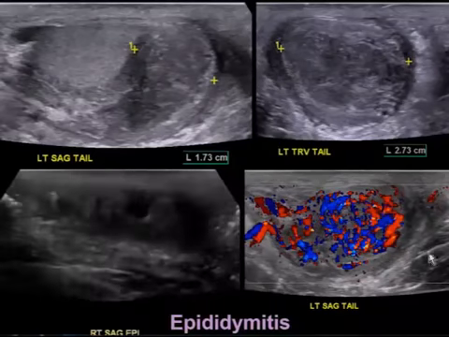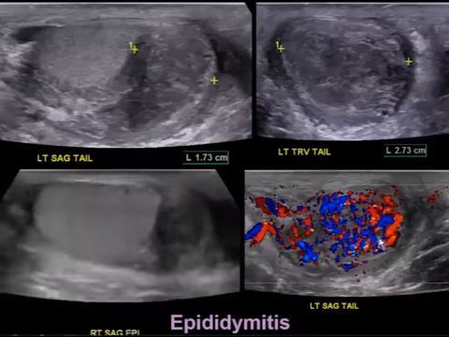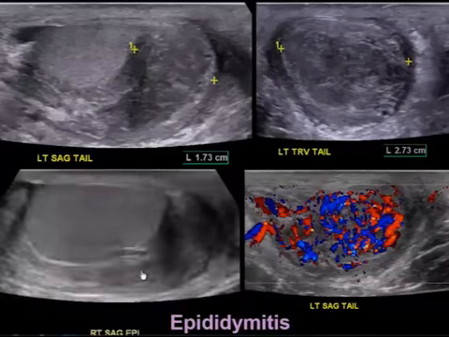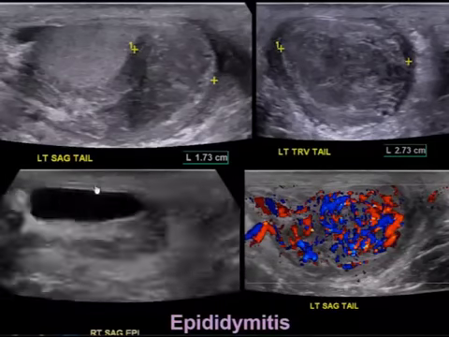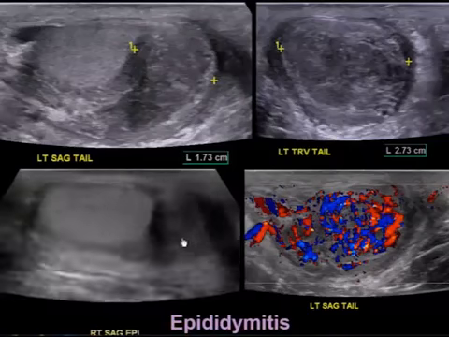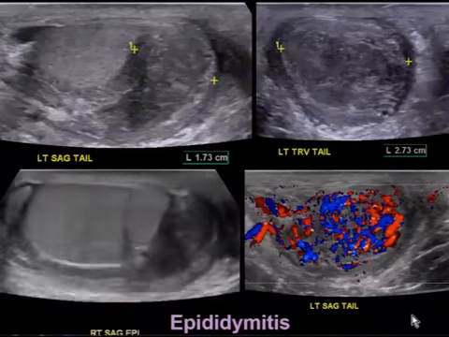Here it is on transverse, and here is the marked increased echogenicity. In addition, the right was involved as well with the tail, so this is a longitudinal view of the right testicle showing thickening of the epididymal tail.